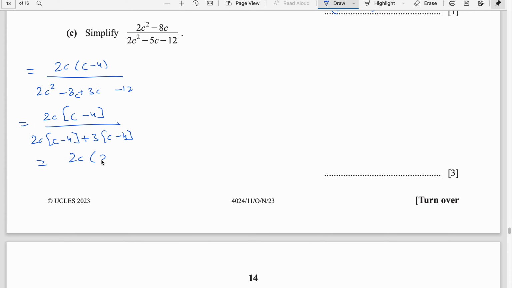So 2c into c minus 4, denominator 2c plus 3 and c minus 4. So we eliminate these two, and the final answer is 2c over 2c plus 3.